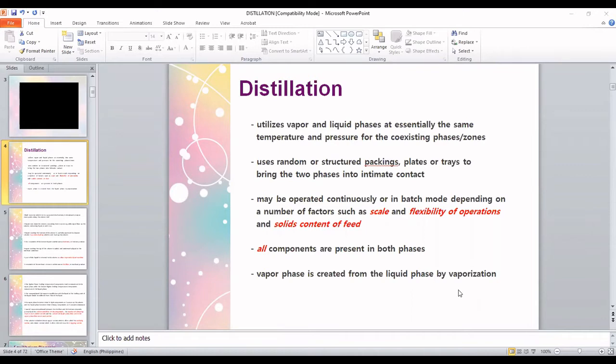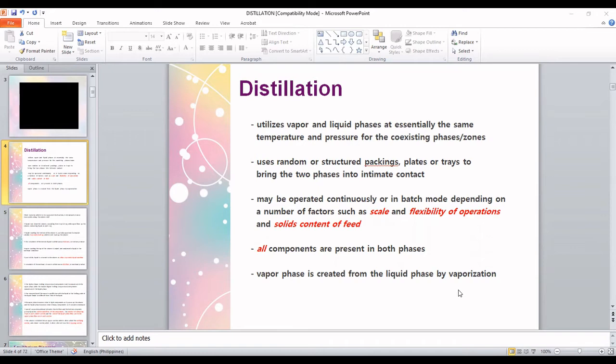Okay, so as I've been saying, distillation initially has only one process stream. But from that single process stream, we produce the vapor phase. And that vapor phase is the one that flows countercurrent to the liquid phase. As a result, the two phases are intimately contacted. So distillation primarily utilizes these vapor and liquid phases at essentially the same temperature and pressure for the two coexisting phases.